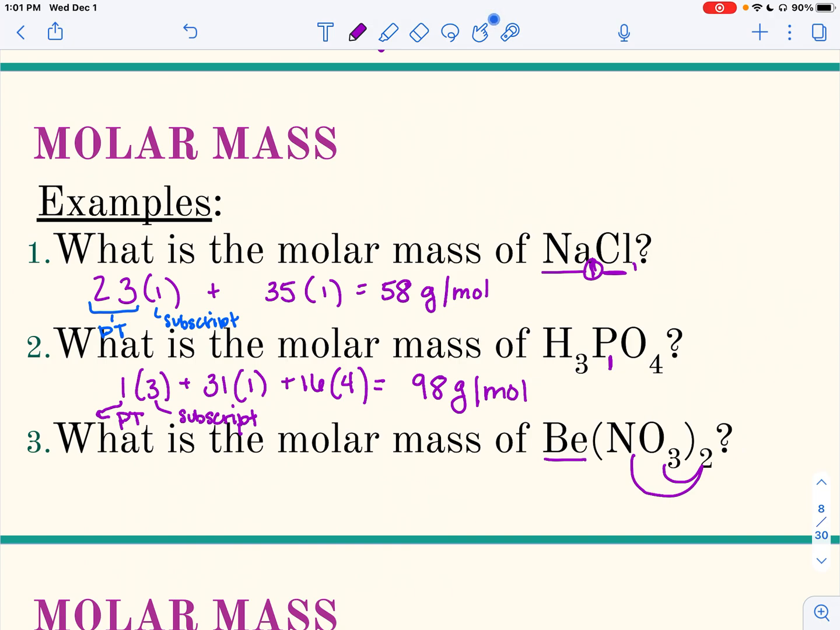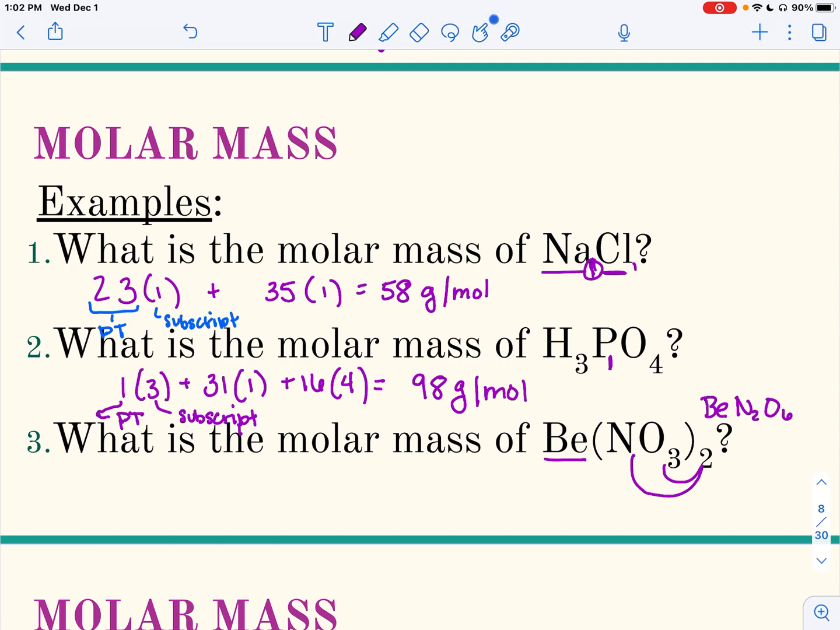So if you want, especially as you're getting to know this whole thing, you can rewrite this formula like this. That might be helpful for you. After a while, you won't need to do that, but it might be helpful as you're getting started so that you remember we actually have 2 nitrogens and 6 oxygens here.